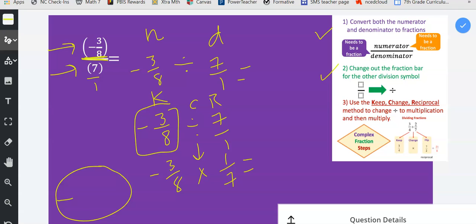And then from here, there's nothing that I can reduce diagonally. 3 and 7, we can't reduce that. 8 and 1, we can't reduce that. So I go ahead and I multiply the numerators, and I multiply the denominators, and I get negative 3 over 56 as my final answer. And this cannot be reduced.